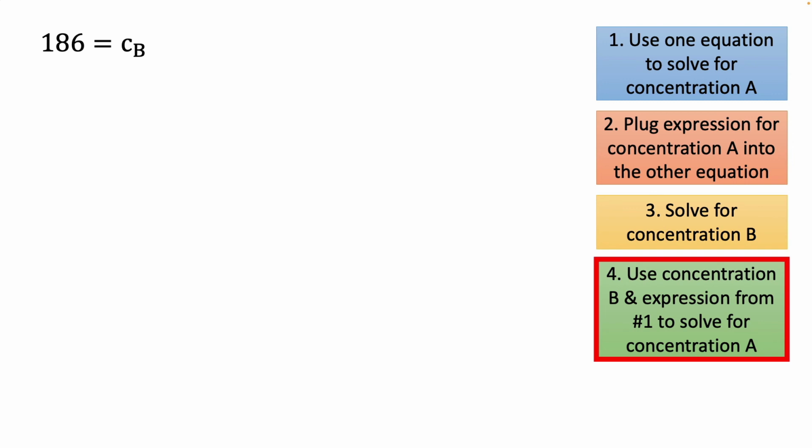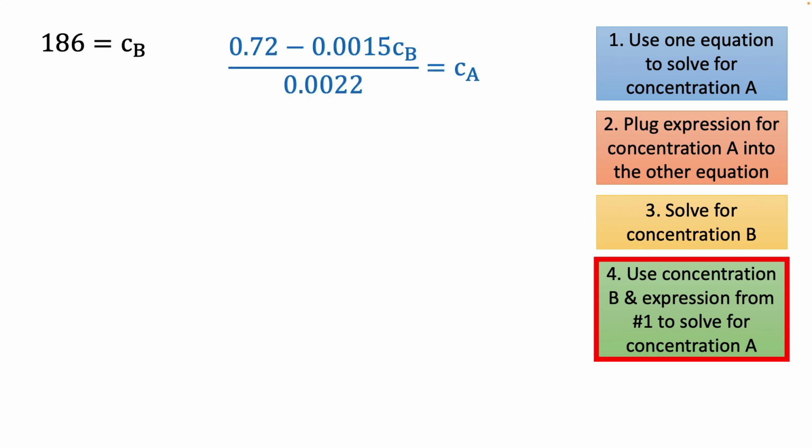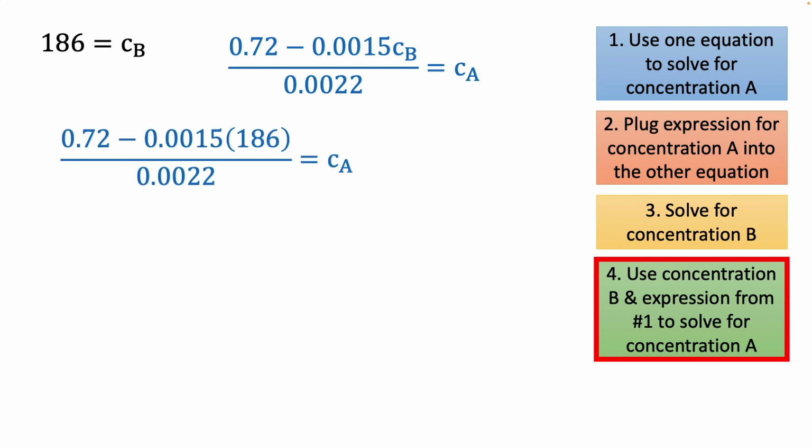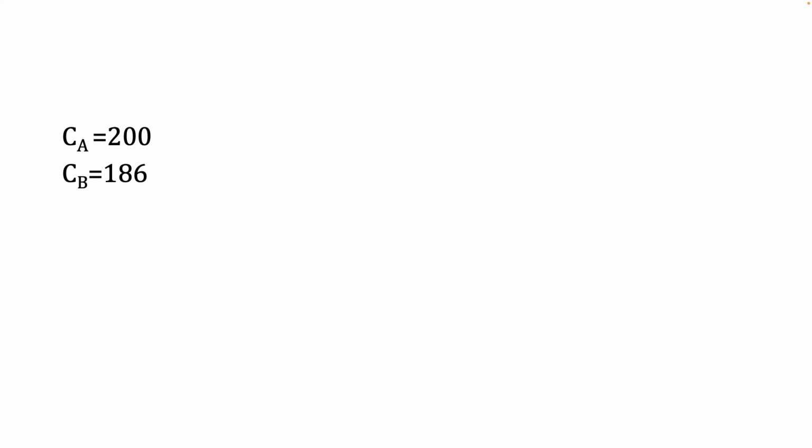So our concentration of B is 186, and step 4 tells us to take that concentration and use it in conjunction with the expression we derived in step 1 to solve for the concentration of A. Again, that expression was 0.72 minus 0.0015 times the concentration of B, divided by 0.0022. So we're going to plug in 186 where it says concentration of B, and that tells us our concentration of A is 200. So here are the concentrations we figured out. The concentration of A is 200, the concentration of B is 186.